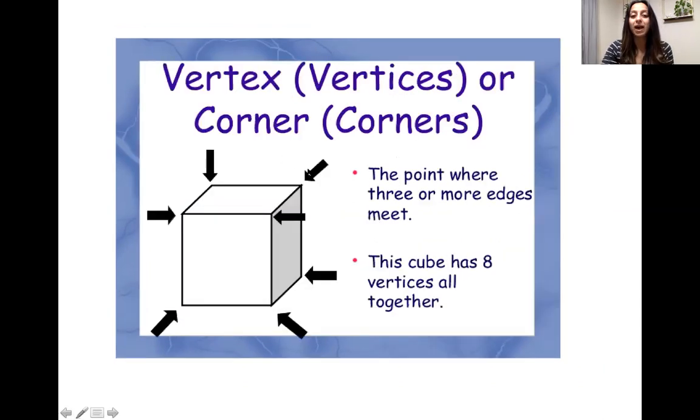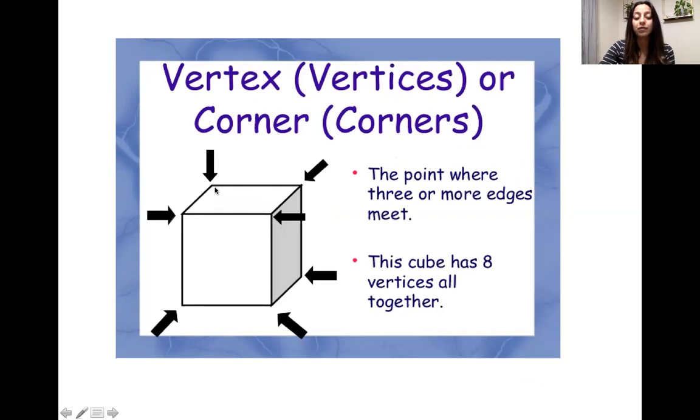3D shapes also have vertices or corners. The point where 3 or more edges meet each other, like this, 1, 2, 3 edges meet here at this corner or point, is called a vertex. This cube has 8 vertices all together.